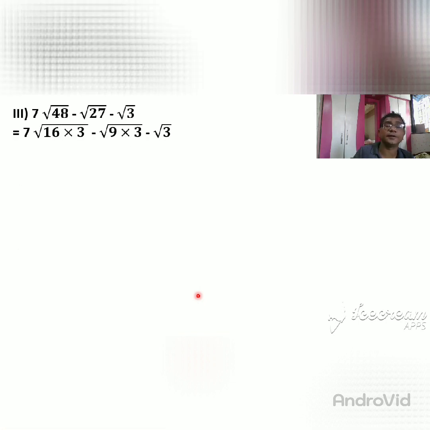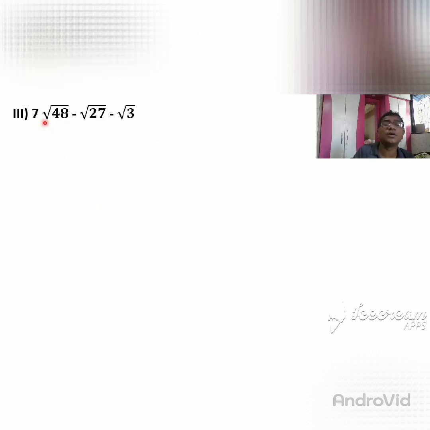Just see on the screen. So see, this is 7 root 48 minus root 27 minus root 3. Such a problem is here. If you observe problem number 3, in this problem there is no number in the surds that is the same. Here is root 48, here is root 27, here is root 3, meaning the root numbers are not the same here.